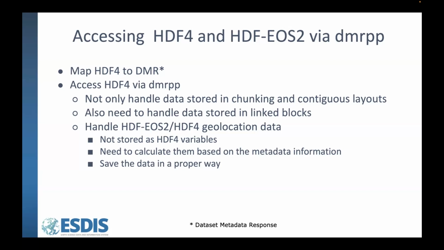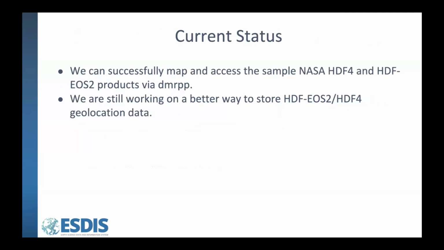So we encountered that HDF4 is totally different from HDF5. People should know this fact. It doesn't only use chunking and contiguous layout, it also uses something called linked blocks. So we need to write a whole other set of code to handle this. And we also need to handle the EOS2 and HDF4 geolocation data in a special way to serve the user. So I'm just ignoring the details. I'm going to the next slides.